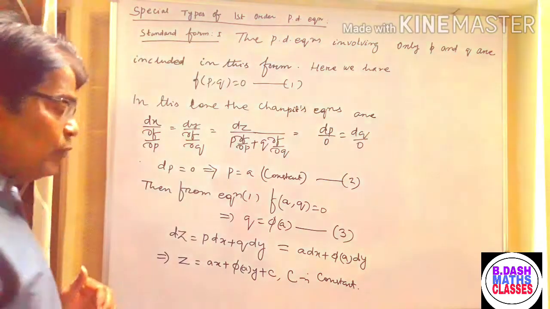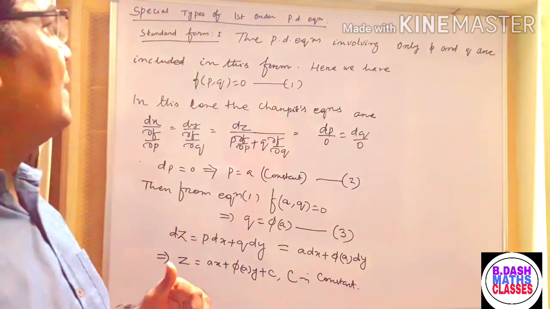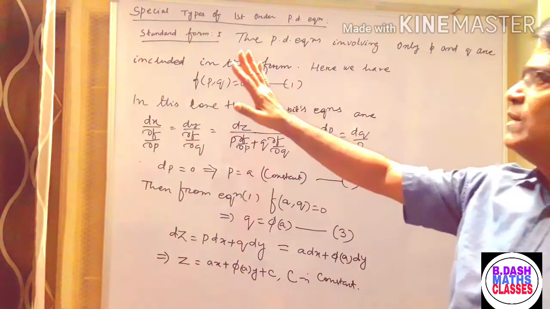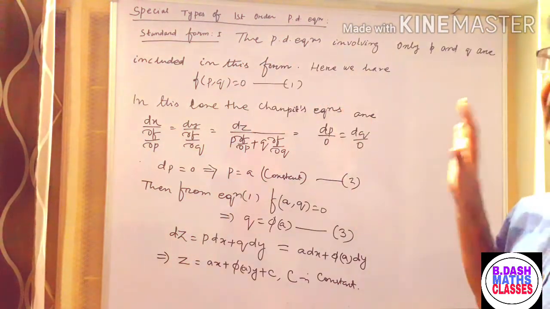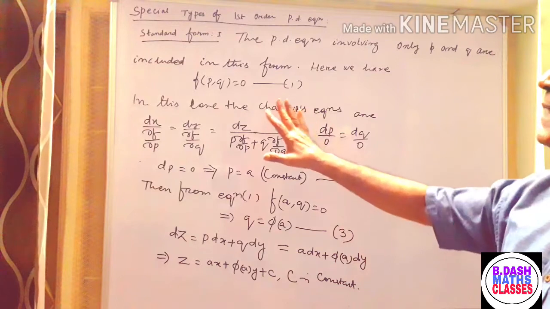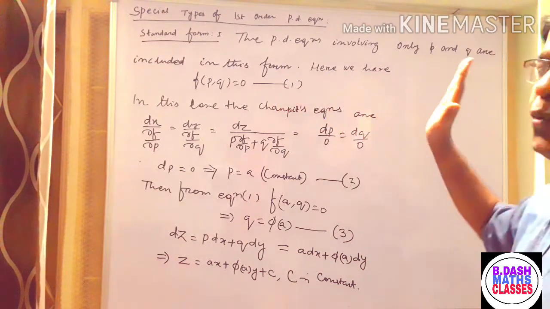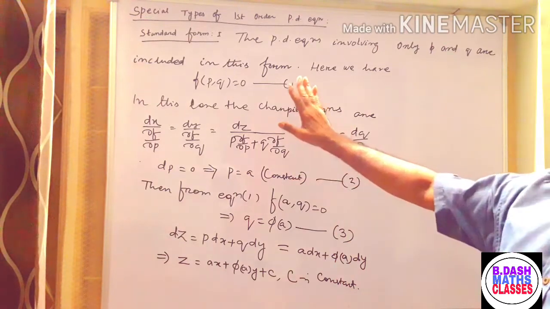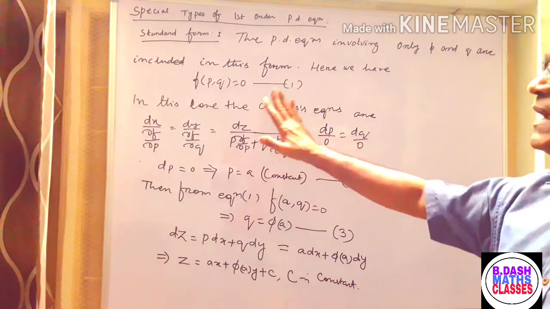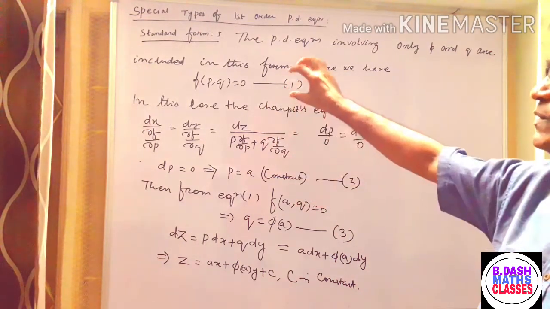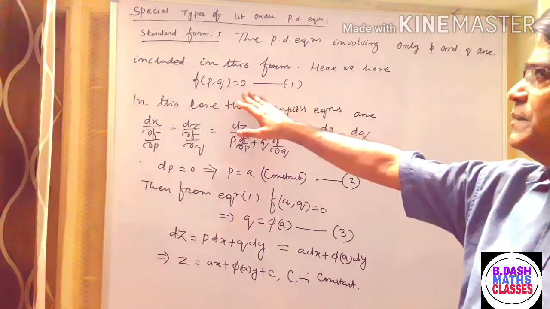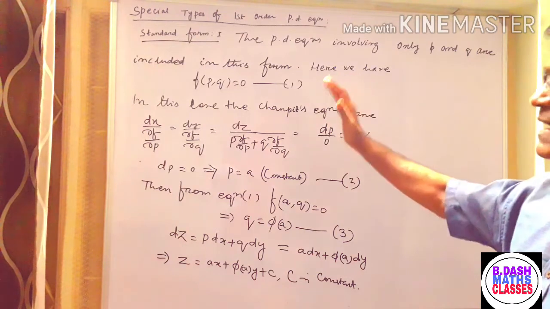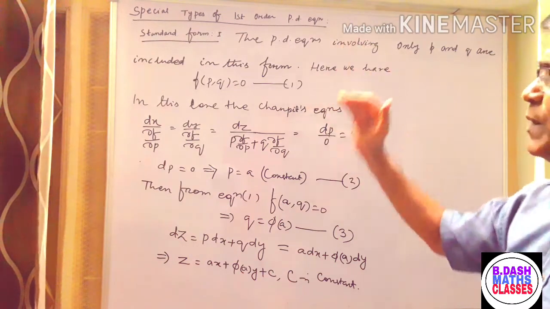So in this way we can solve the special types of first order partial differential equation, standard form 1. In this form, the partial differential equations will contain only p and q. Some constants may be there, but we will not get x, y, z. So the partial differential equation of this form is included in standard form 1.